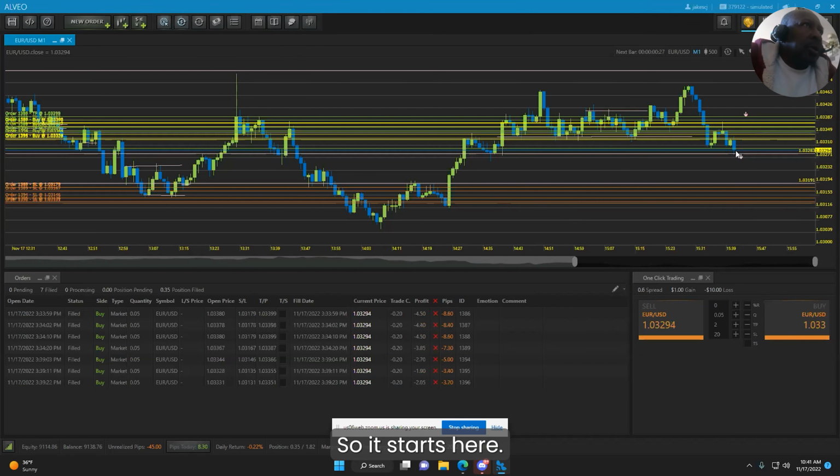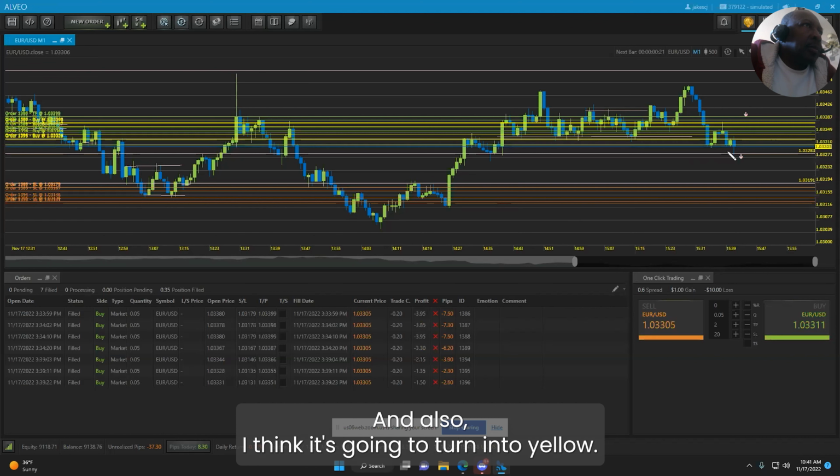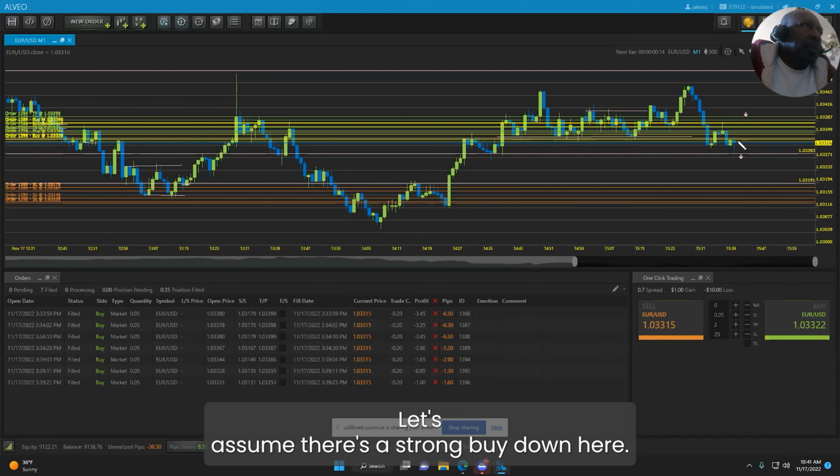So it stalls here. Let's see if it's going to test this level again. Right, it pulls up. I think it's going to turn into yellow. Let's hope. I think there's a strong buy down here.